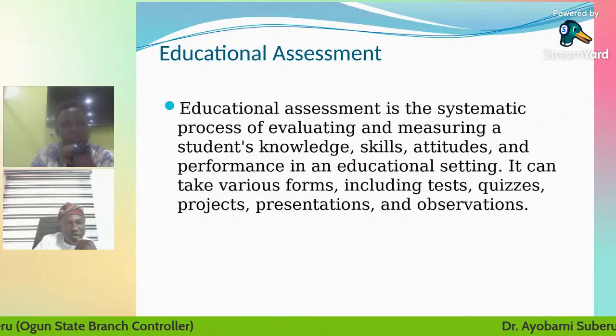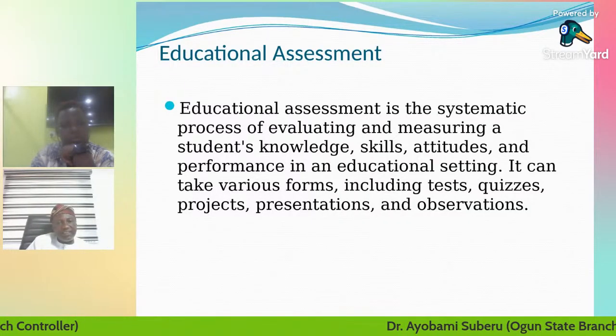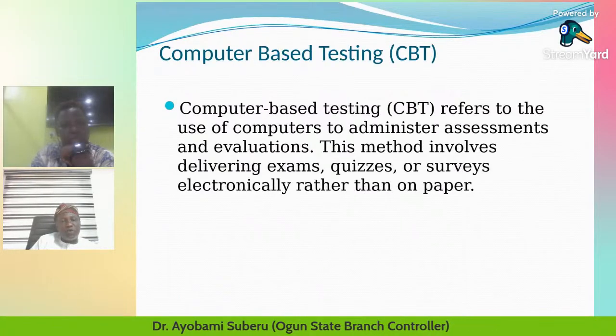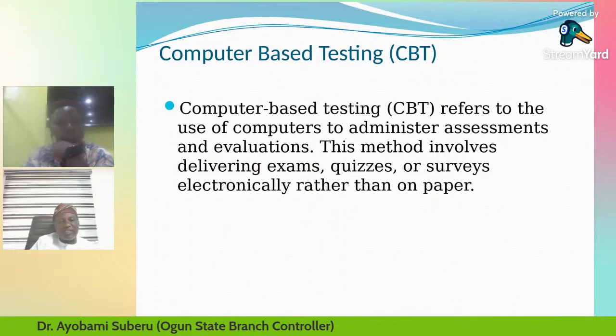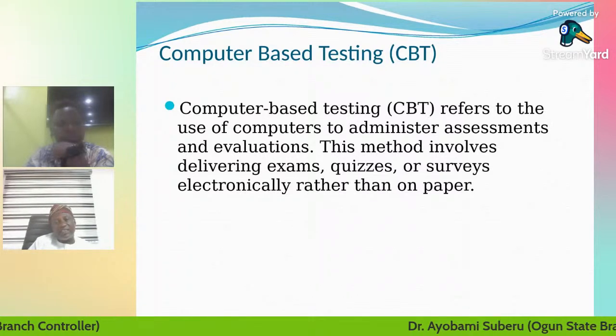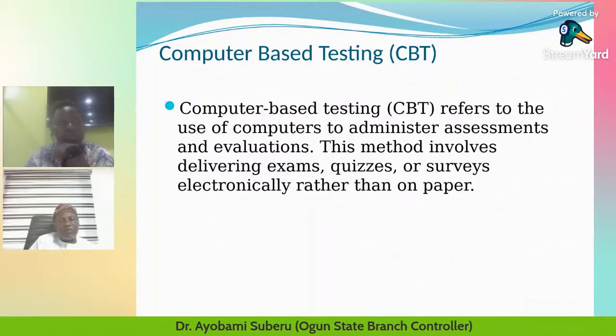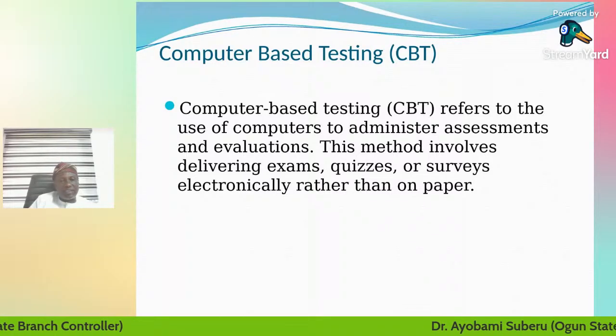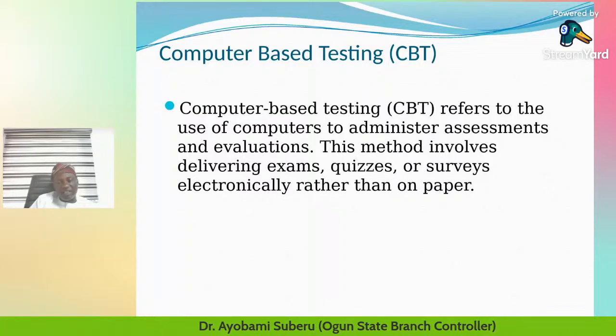And then next, I want us to look at computer-based testing. What is computer-based testing? That's the use of computers to administer assessments and evaluations. That's basically what it is. And that's what the federal government has now said, that for secondary schools, we should be looking at a shift starting from 2027.